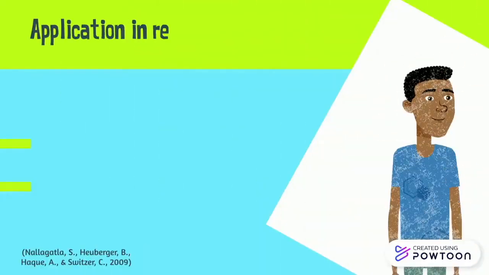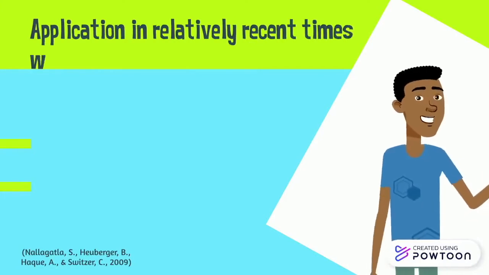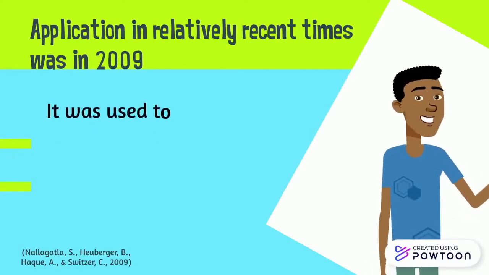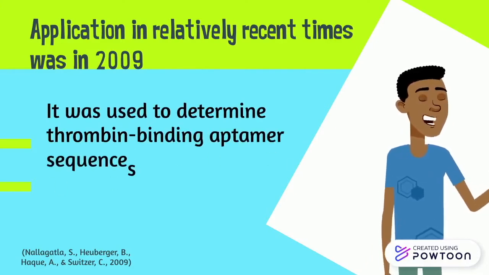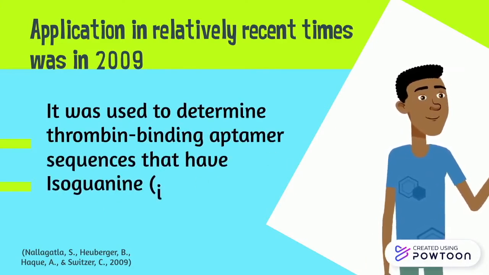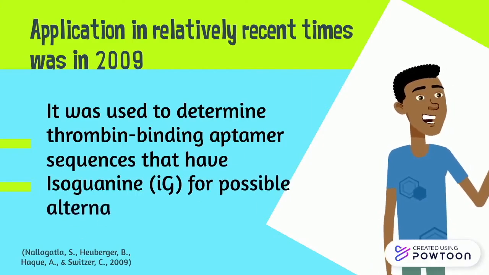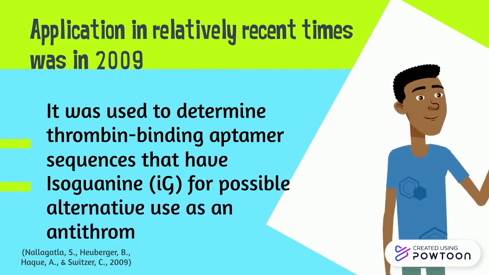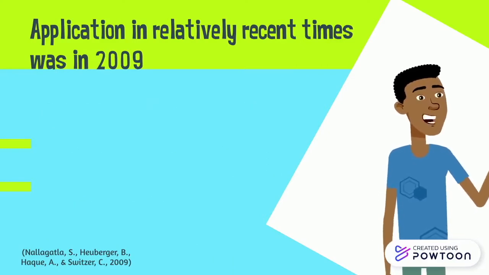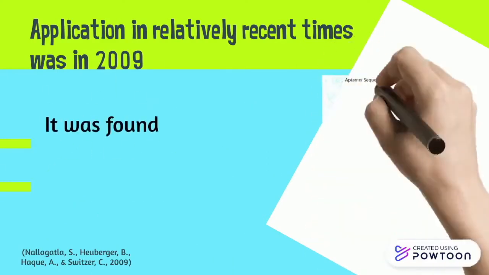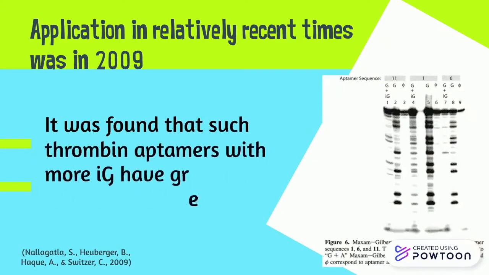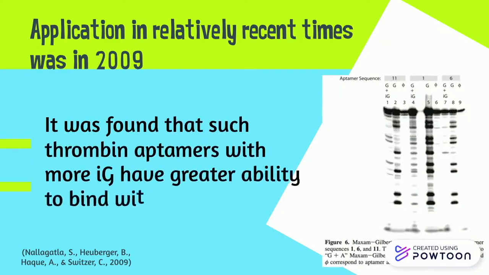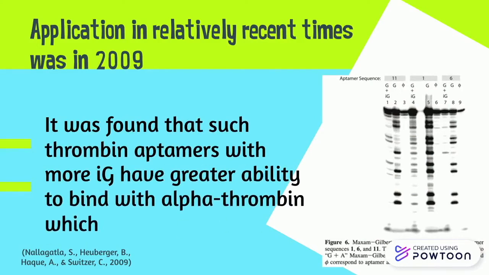In 2009, the Maxam-Gilbert sequencing method was applied to determine thrombin-binding aptamer sequences that have isoguanine, IG, for possible alternative use as an antithrombotic agent. Aptamers are sequences of single-stranded nucleic acids isolated from oligonucleotide libraries by in vitro means. It was found that thrombin aptamers with more IG have greater ability to bind with alpha-thrombin, which is a coagulant.